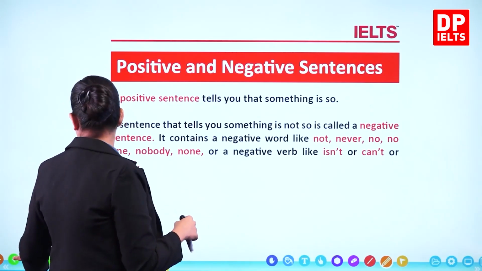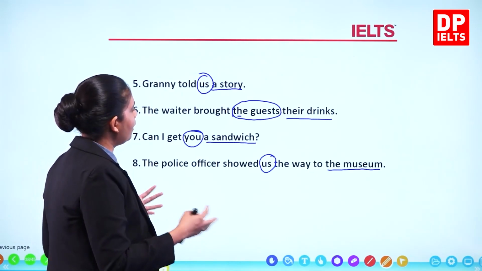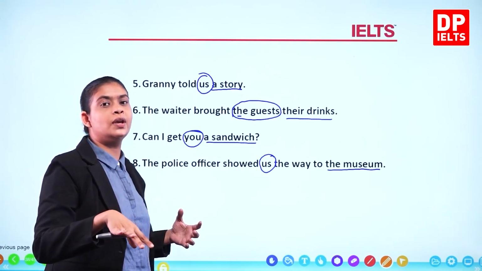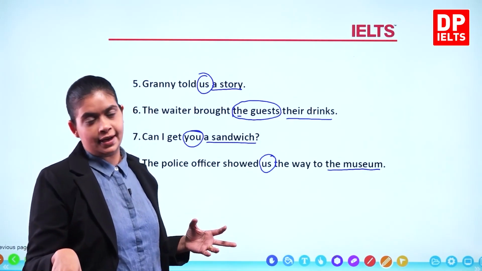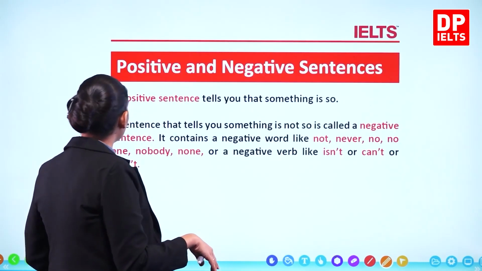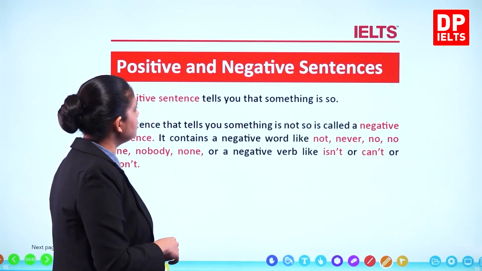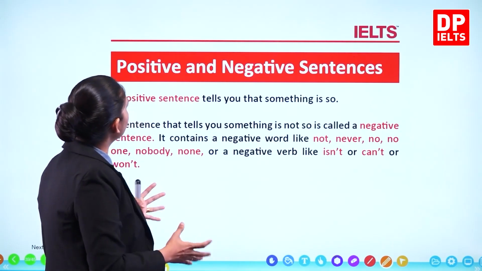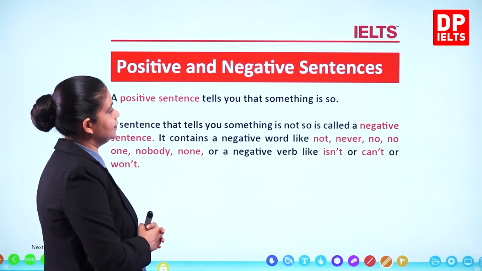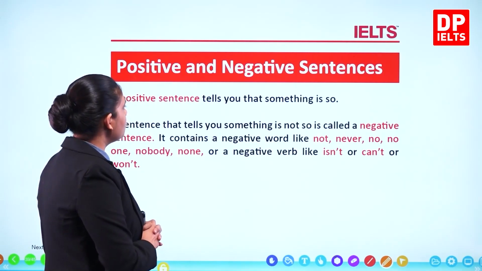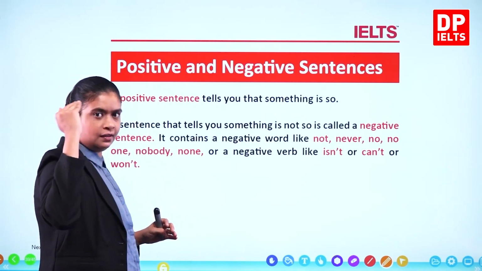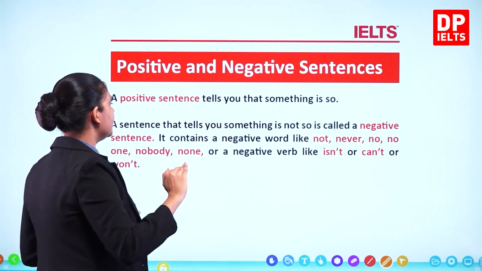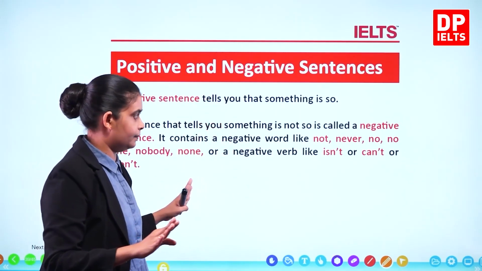Right. Now, with that, we basically have a look at direct, indirect objects. We also had a look at subject and objects, right? Now, moving on, we also have to have a look at positive and negative sentences. Positive tells us something that is happening. That's the thing. It is so. Negative means it would never happen, right?